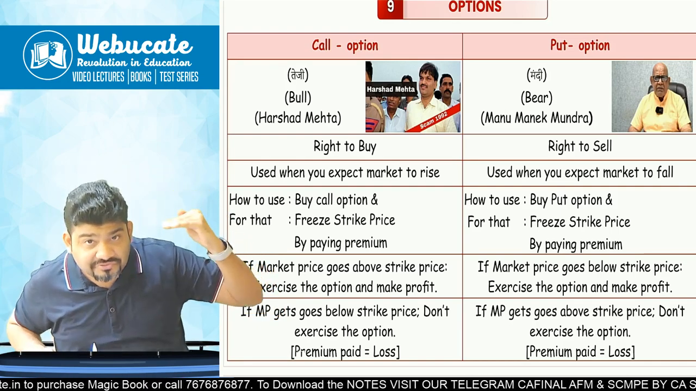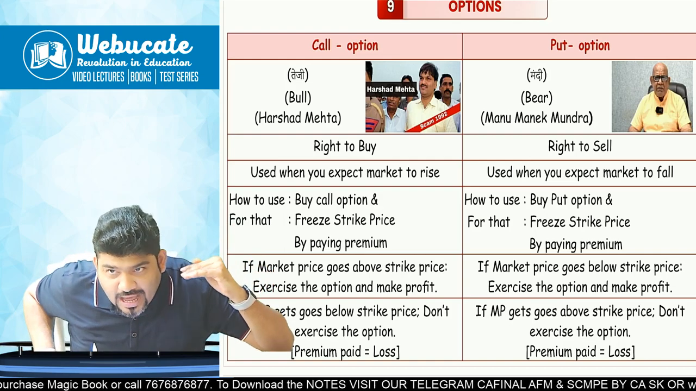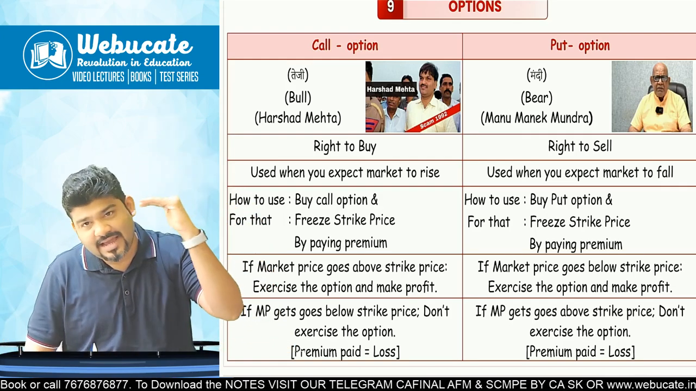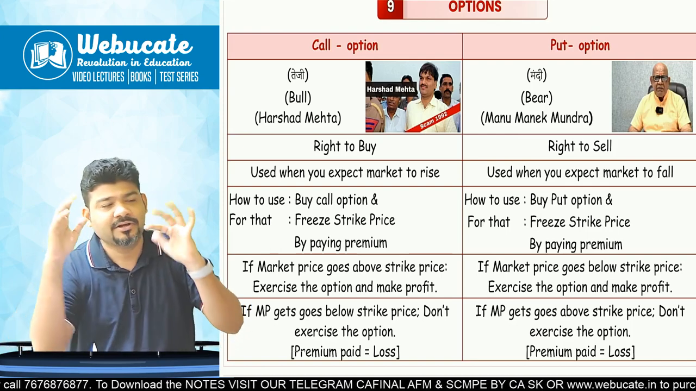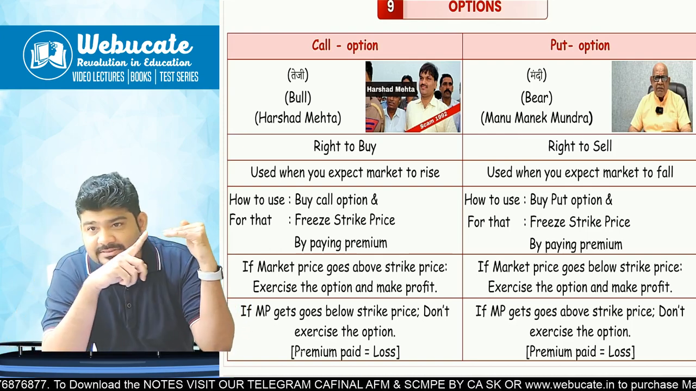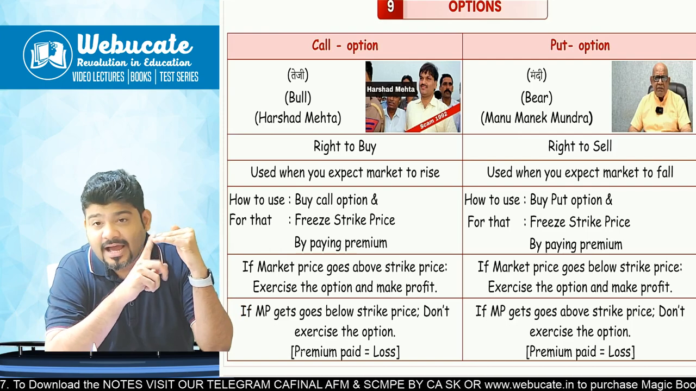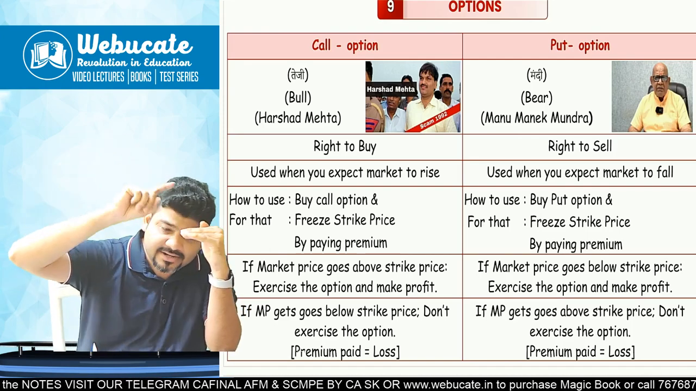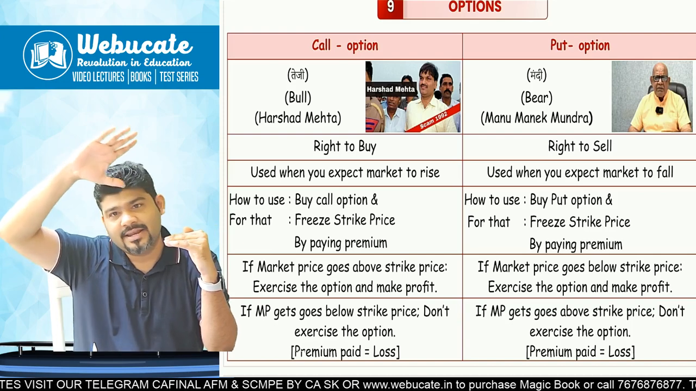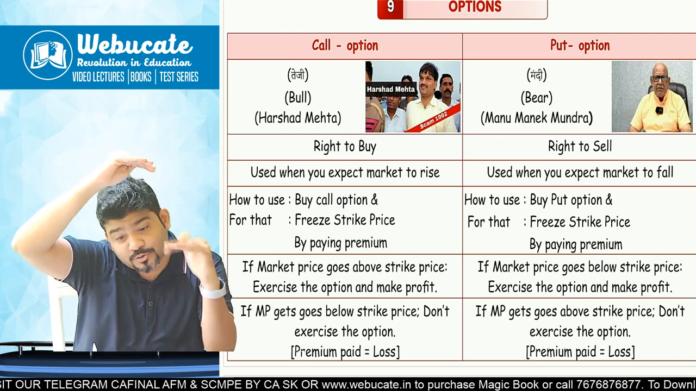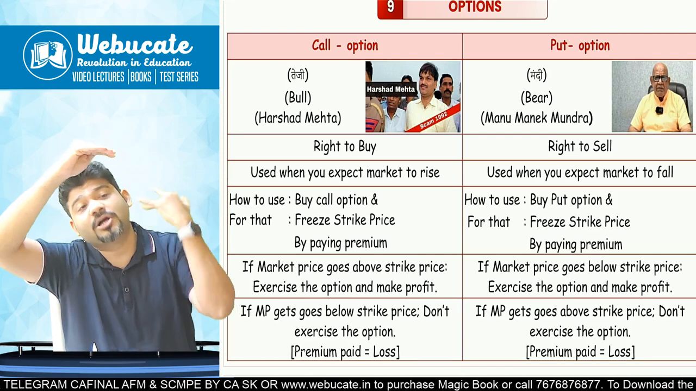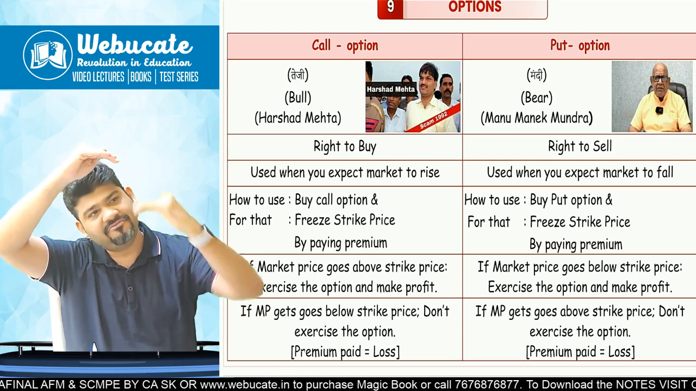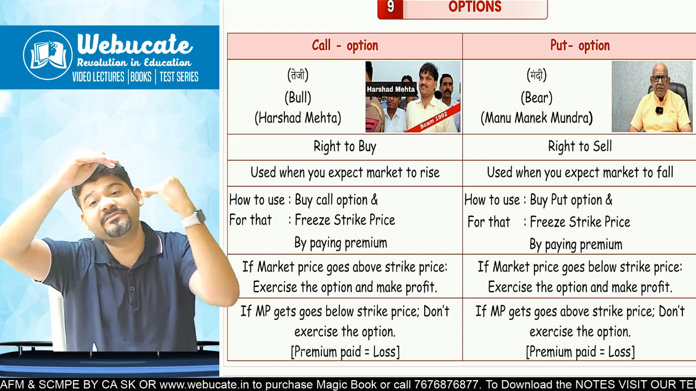Now, if in future I feel that the market is going to go up, that is when I will freeze the price. Now pay attention. 1000 rupees is freezed by me. I feel that the market is going to go up, and it does go up. Then I have a right to buy because I have taken the call option. So if I take the call option, I have freezed the 1000 rupees, which gives me a right to buy.